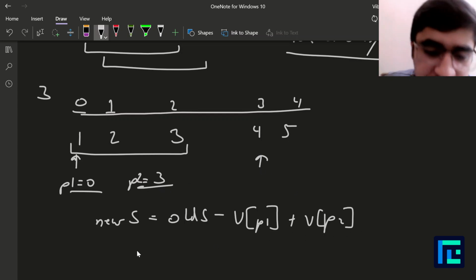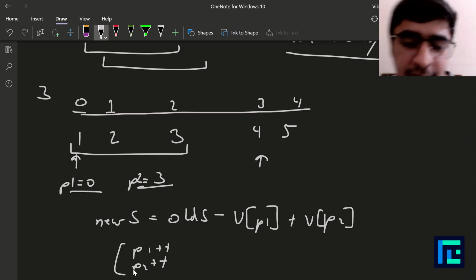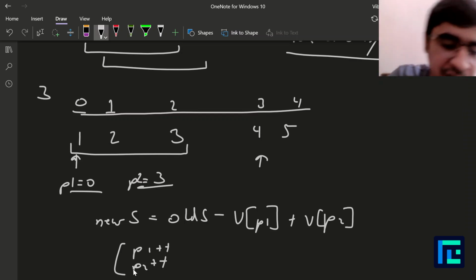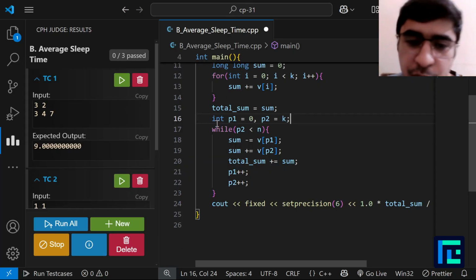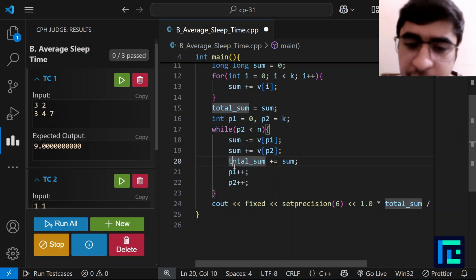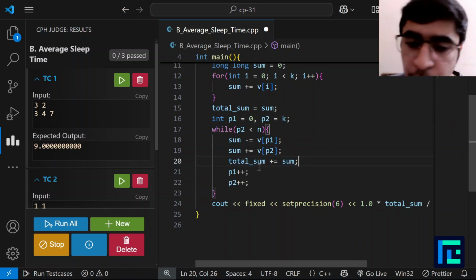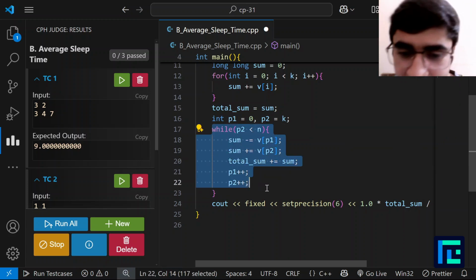So we'll do this and then we'll just say P1 plus plus and P2 plus plus. We'll just increment both these values. So this is how we are implementing our calculation of sum for each of the windows using two pointers. While P2 is less than n, in the sum first we'll subtract V of P1, then we'll add V of P2, and then in the total sum we'll add the new sum we have gotten for this new window. And then we are incrementing P1 and P2. So this is how we are calculating the total sum.